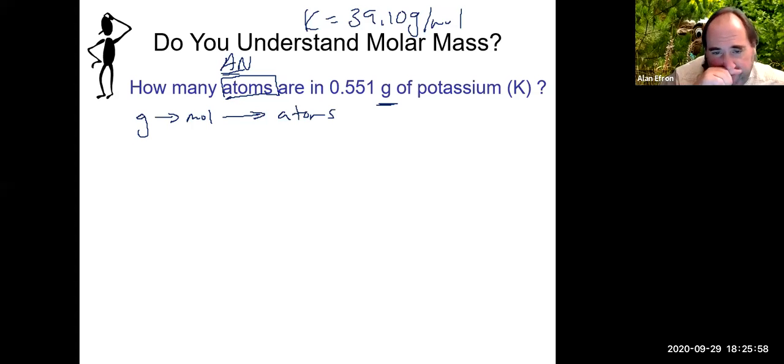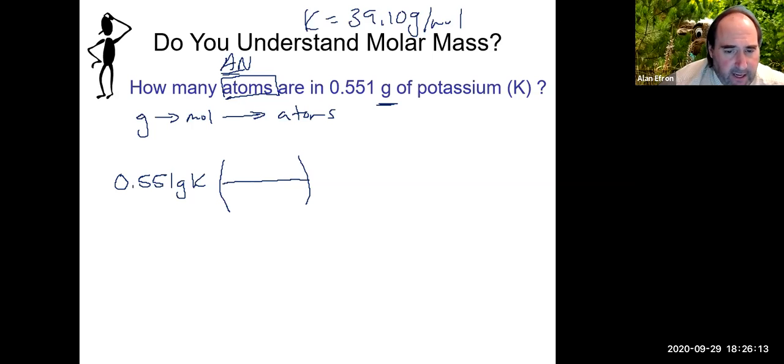So the first step is we really need to take the grams into moles, and we could do that by using the molar mass from the periodic table. So 0.551 grams of potassium. Here we're going to divide by the molar mass, which means we're going to put the grams on the bottom from the periodic table.